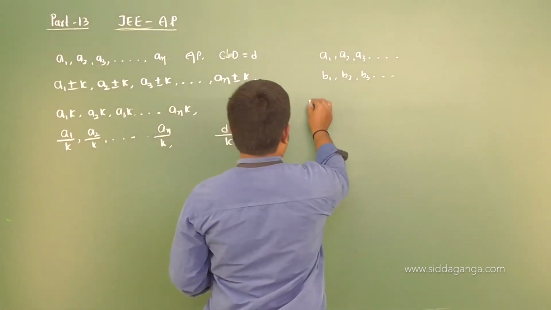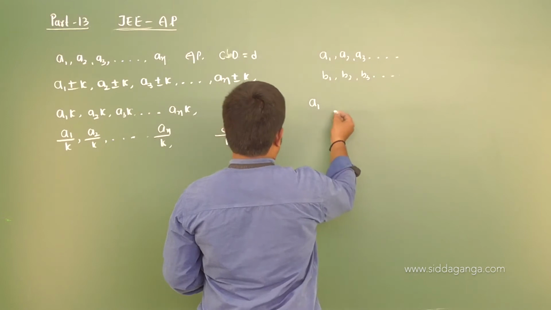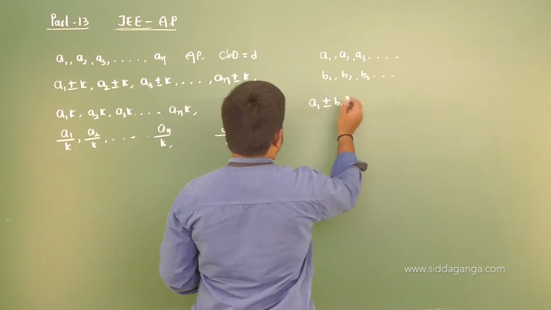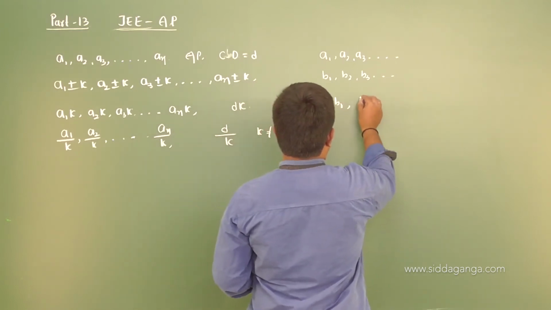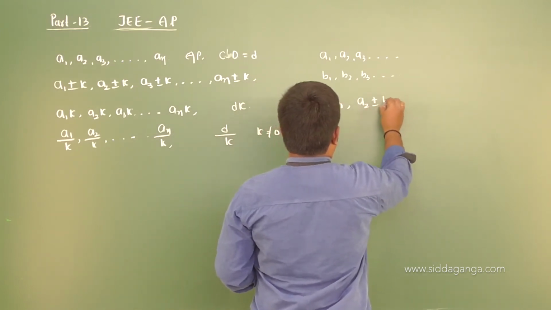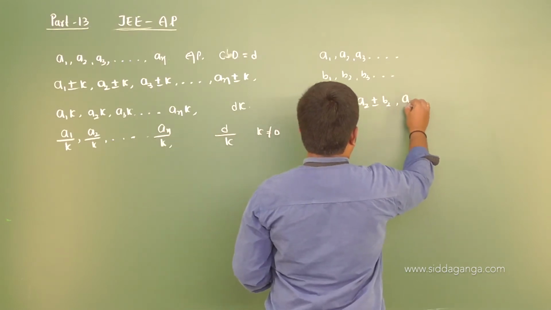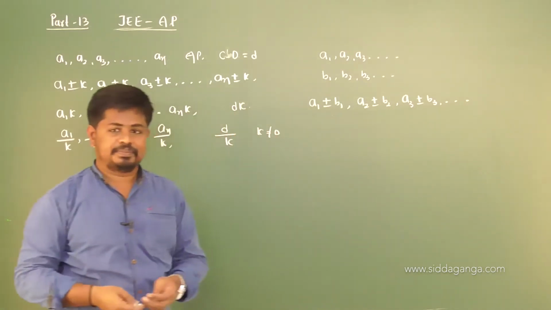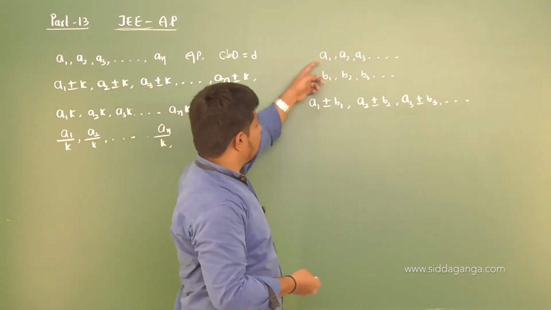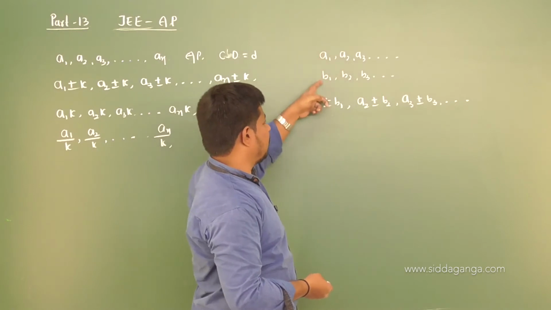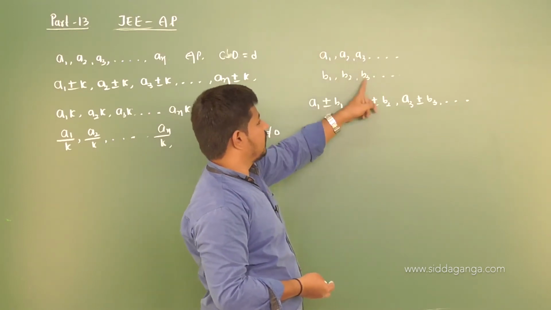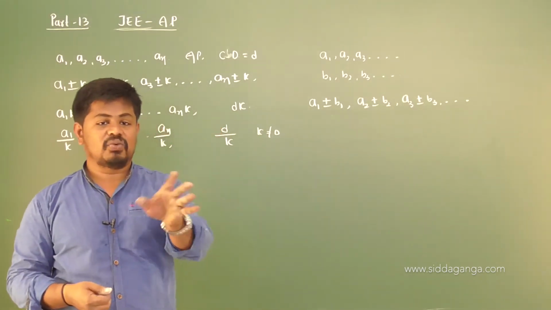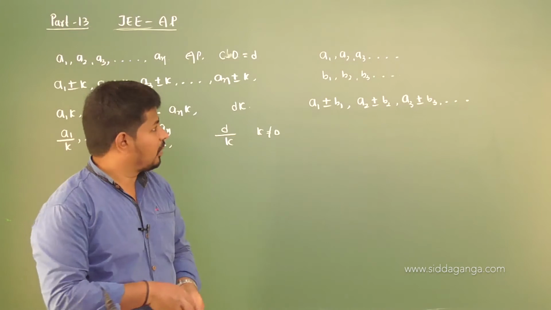Then I am adding or subtracting corresponding terms of these two progressions: A1 plus or minus B1, the first term of the resultant sequence, A2 plus or minus B2, A3 plus or minus B3 and so on. This is also an AP. When you add or subtract the corresponding terms, the resulting sequence so formed will also be an AP.